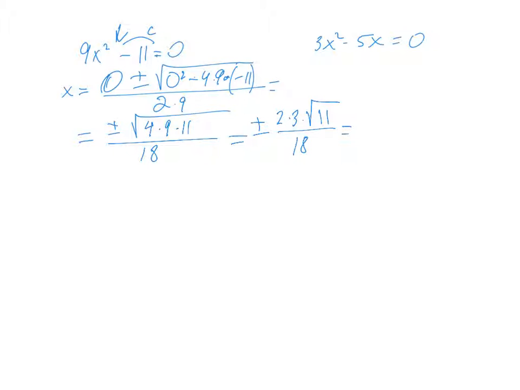And now I need to simplify it. So it's plus minus. This is 6, so I can reduce by 6, and that becomes 3. Square root of 11 over 3. That's my answer. Whew. So let's go over a couple of potential mistakes that you could have made here.